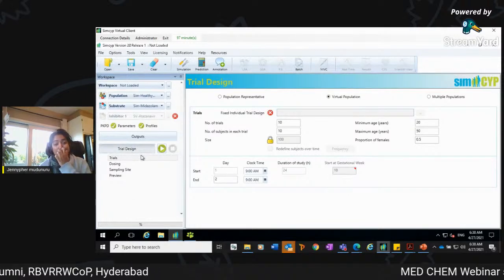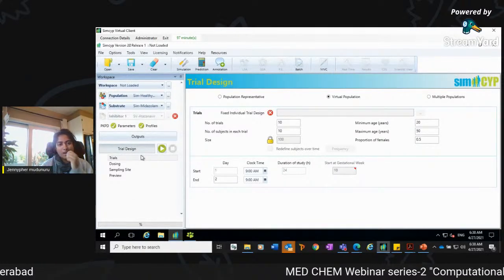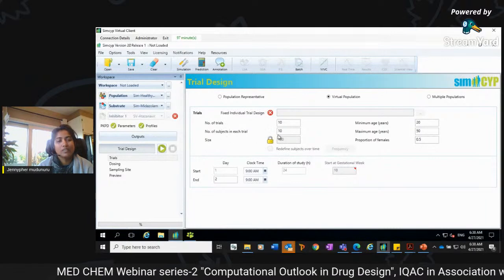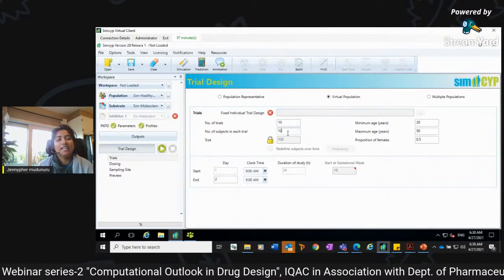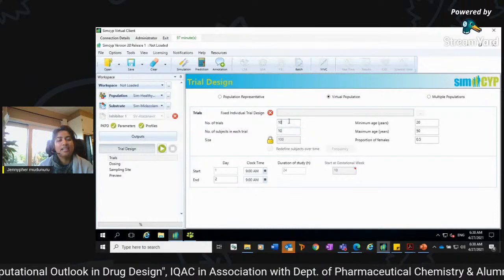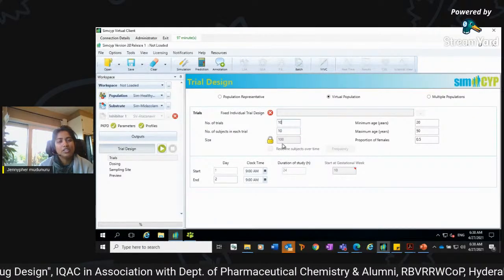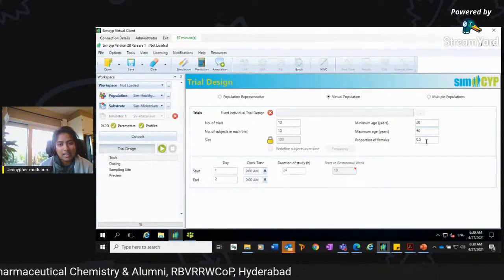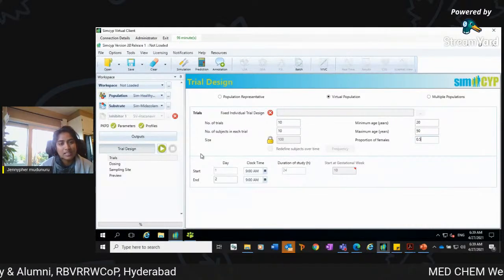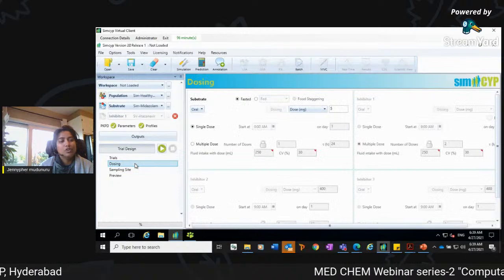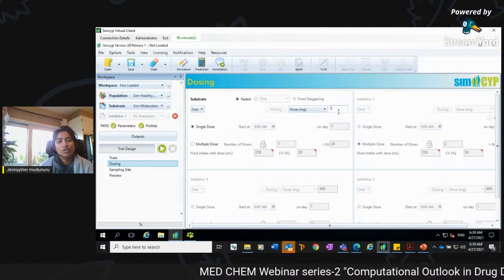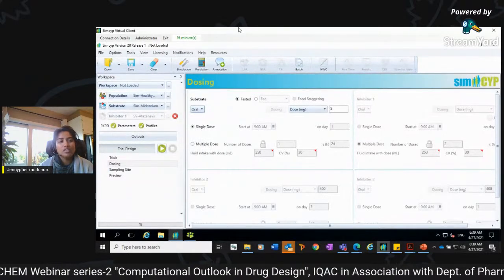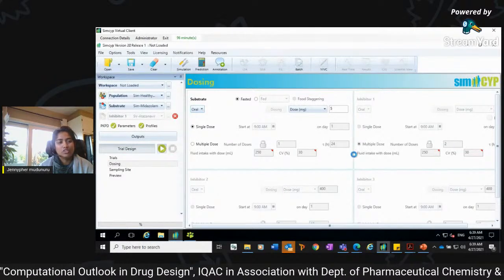The third part is the trial design. Like I showed you, there were three components in the systems parameters, right? So this part is where you define your subject. So this is where you're defining, well, I need 10 subjects in each trial and I need 10 trials. So your population size becomes 100, and you can define the age, the target age, and the proportion of females to males. And then you have to define your dosing. So what is your dose of your compound and what is your route of administration? And then once you define everything in the system, you just run a simulation.